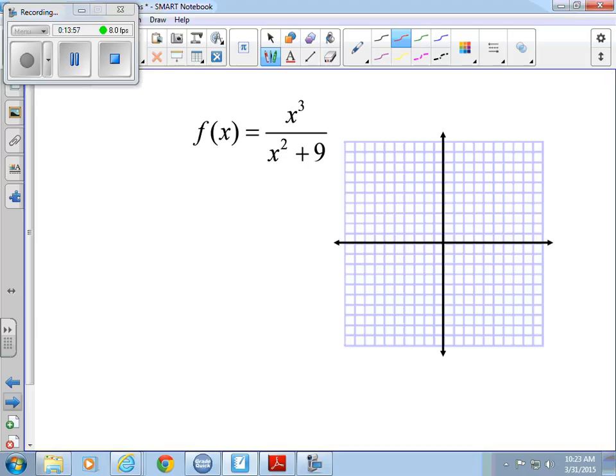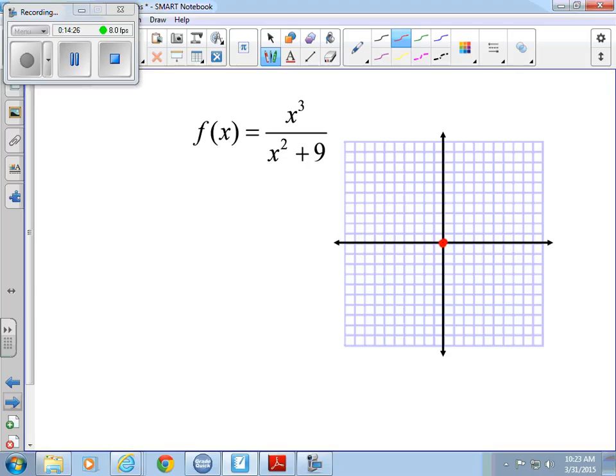Now I can find the x and y intercept. It's actually pretty easy. What do I get if I plug in 0? 0. If the y-intercept is 0, then the x-intercept is 0. Does that make sense? Okay, and then there's nothing else on top.